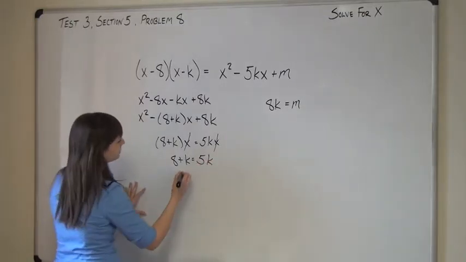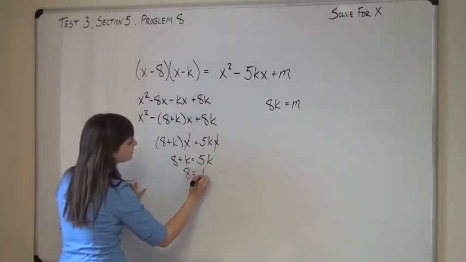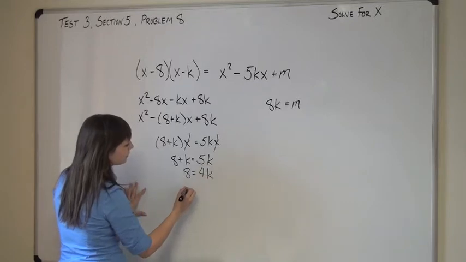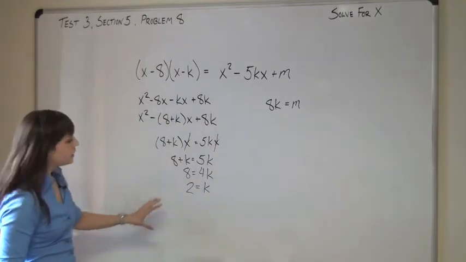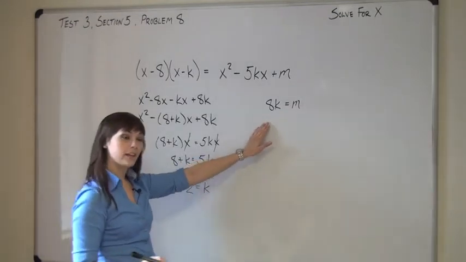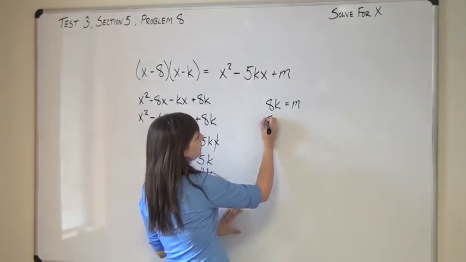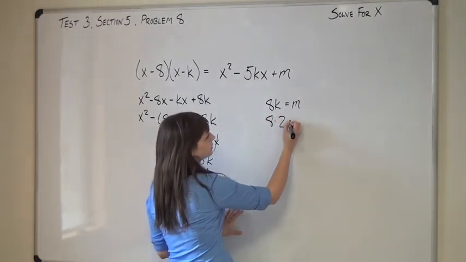We'll subtract k from both sides. 8 is equal to 4k, and now we can see that 2 is equal to k. So I'll just substitute this value for k in over here. 8 times 2 equals m.